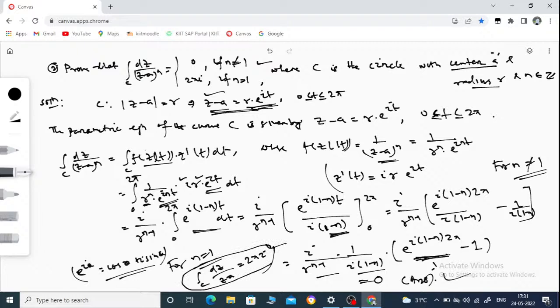Okay, you can see it. For n equal to 1, in place of n if I write 1, then this will be integration over c dz divided by z minus a, and this thing is already calculated, this is 2 pi I, and here c is a circle whose center is a and radius r. This thing I already calculated in my last class.